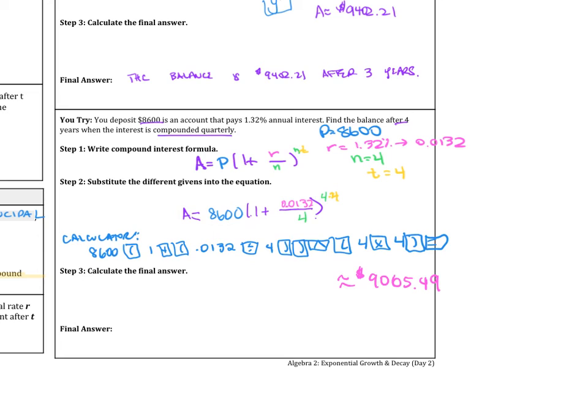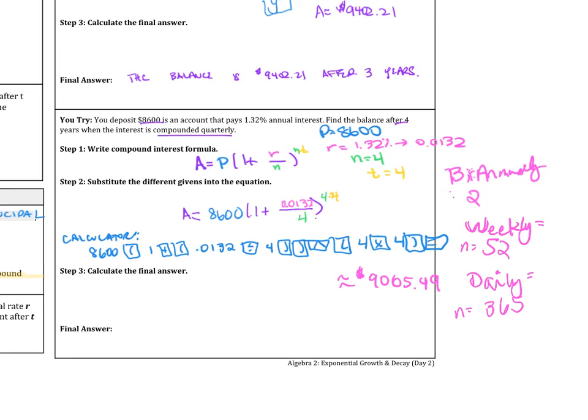Now, just to talk about when things are compounded. If it says biannually, that is 2 times per year, twice a year. If it's weekly, how many weeks are in a year? That's 52 weeks. If it says daily, do you know how many days are in a year? Approximately 365 days. That would be your N value. Those are the most common ones that you will see: quarterly, biannually, weekly, and daily.